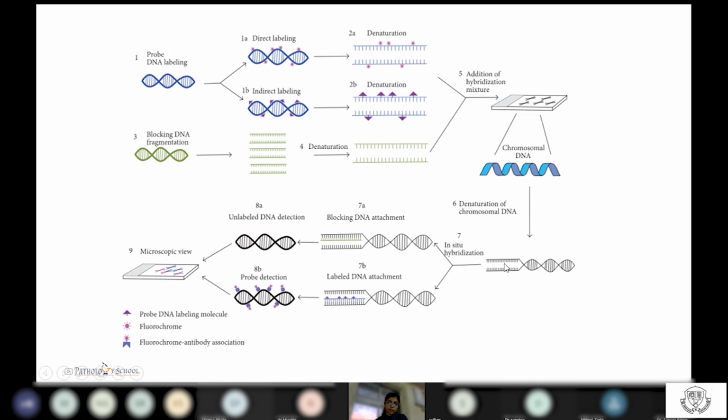Now, assuming the lower part of it is your target DNA of interest, it binds to your labeled probe, and you can detect it either directly or indirectly, and you can view it under the microscope. But the above part is what I don't need. So it binds with your blocking DNA, and it is your unlabeled DNA. So post this, you give post-hybridization washes and remove this unlabeled DNA that you don't want.